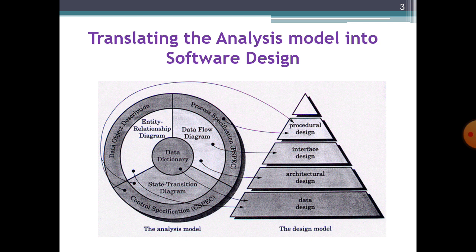The data objects and relationships are defined in the entity relationship diagram, also known as the ER diagram. And the detailed data content is depicted in the data dictionary, which provides the basis for the data design activity as well. Part of this data design may occur in conjunction with the design of the software architecture. For more detailed design, data design occurs as each software component is designed.